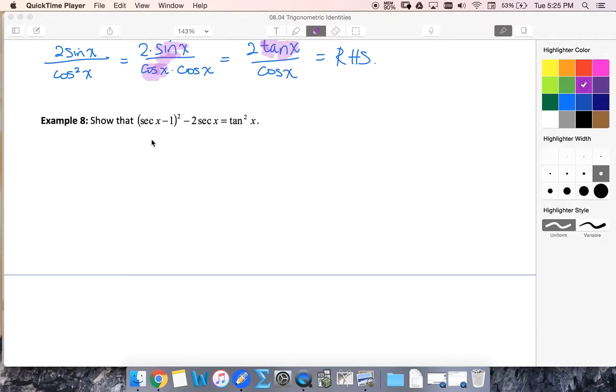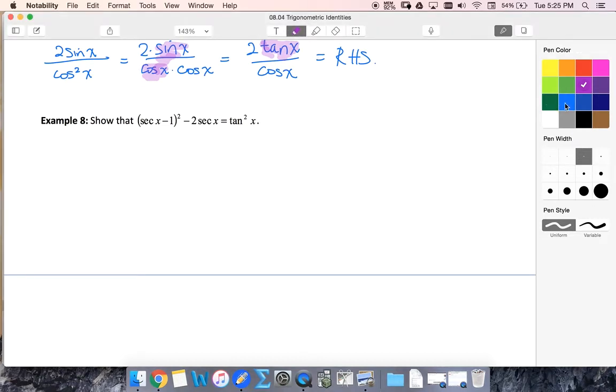All right, last example, example 8. Least complicated side, complicated side. Sec x minus 1, there is no identity, it has to be secant squared. So I'm going to square this quantity.